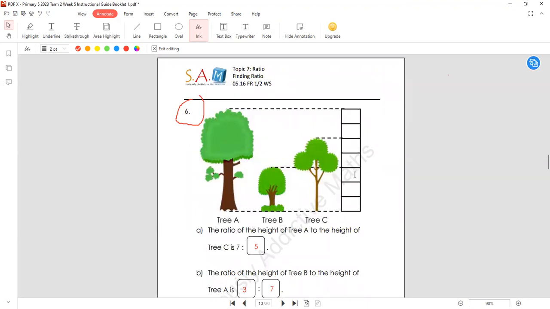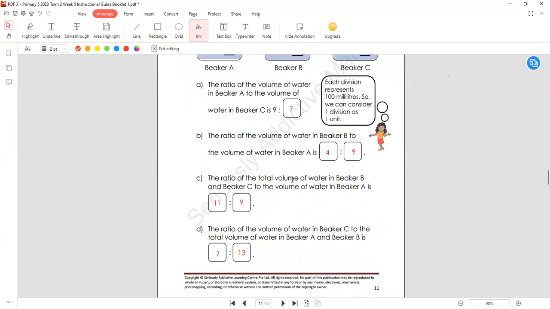Here the height of the tree can be measured in terms of units. So 1, 2, 3, 4, 5, 6, 7. This would be 7 units. Write it down here. This would be 5 units, and this would be 3 units. And that should be easy for them to do.